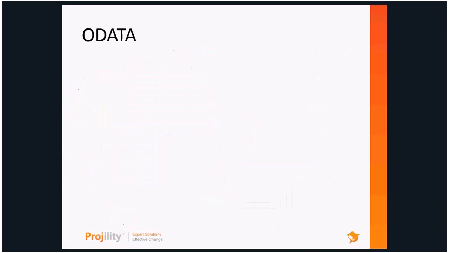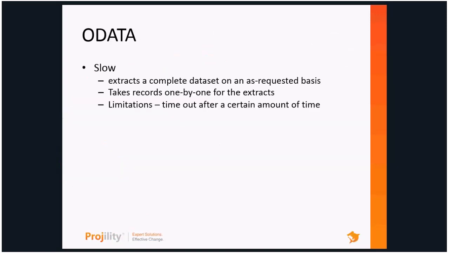So let's give you a little bit of background on OData. It's a phrase you're going to hear a lot from a reporting perspective with information coming in and out of the Microsoft cloud. The first thing about OData, being very, very honest, is it's slow. What it does is it extracts the complete data set on an as requested basis. So if I were to open Excel, tap into an OData feed for projects, and suck all that information out, it's going to go record by record and take all that information and move it out into whatever destination I'm pointing to. So it's taking those out on a one-by-one extract, and it's flowing those out.